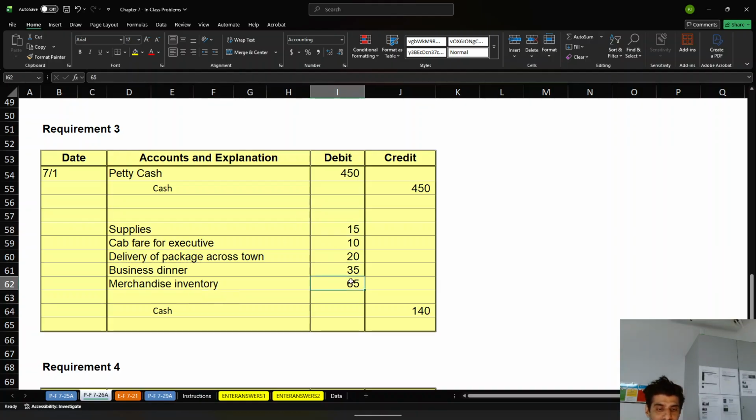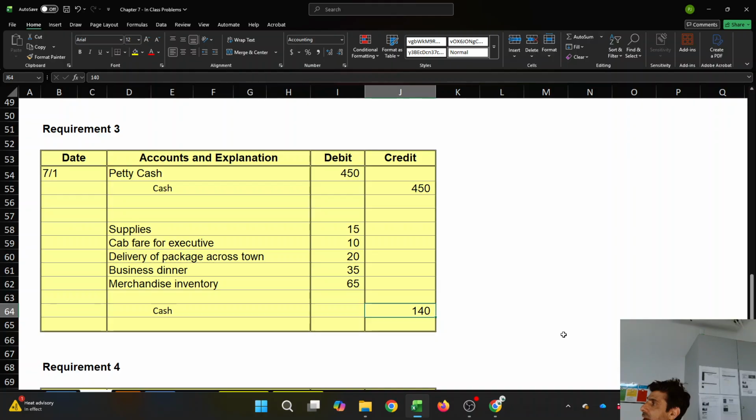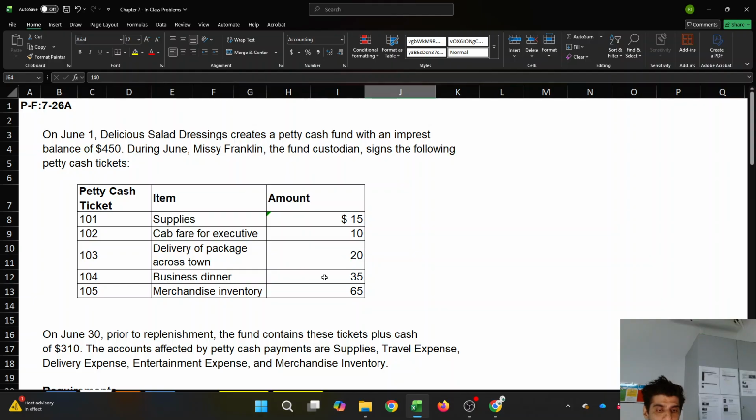Now, is this journal entry valid? If I add these up, it's 145 debit, and I only have 140 credit. That means I need 5 more on the credit side to make this balance. And we're going to put that in cash short and over. Okay, so what does this mean? It means that I have tickets worth 145, but I only needed $140 to replenish it, which means that one of these tickets, it was like the error where maybe I took $65 out for merchandise inventory, but it only cost me $60, and I put the $5 back in. So I was over by $5.